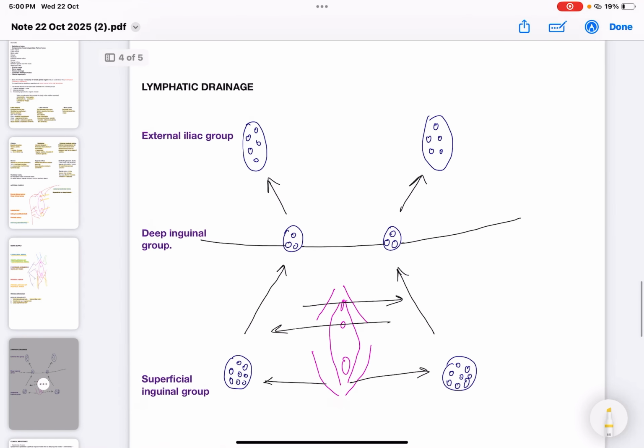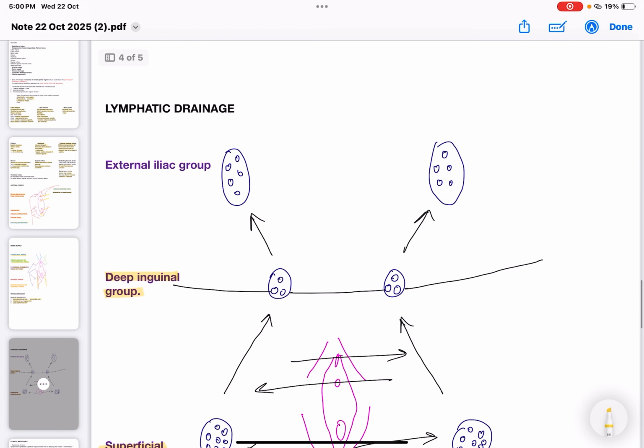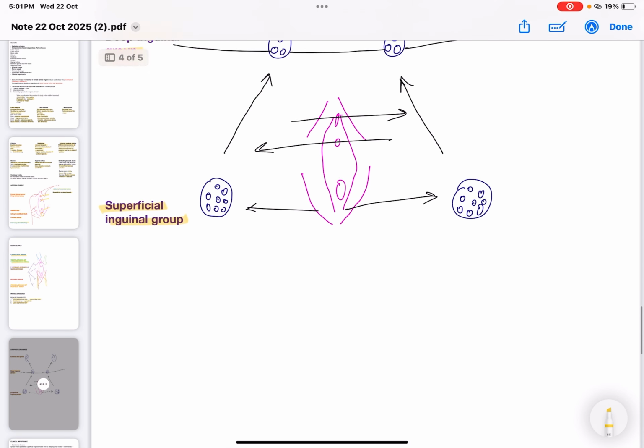Then we have lymphatic drainage. So the lymphatics of vulval region drain first into superficial inguinal group of lymph nodes. Then they will reach the deep inguinal lymph nodes. Then ultimately they will reach the external iliac group of lymph nodes.